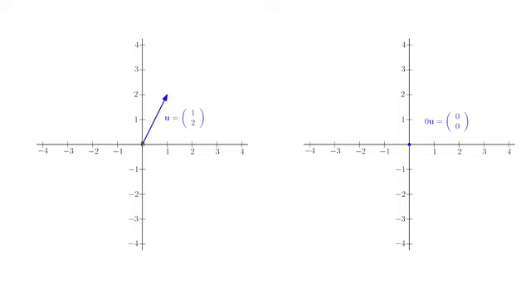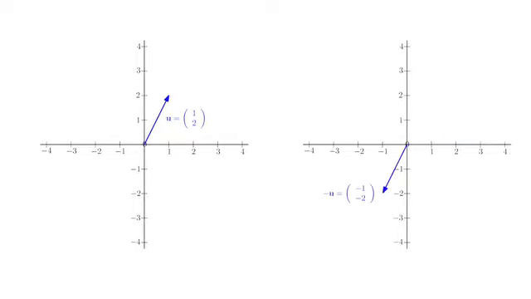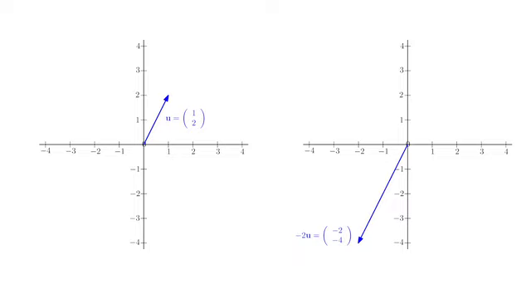So we know what happens if we multiply our vector by a positive scalar, or by 0, but what about for negative scalars? I could have multiplied u by -1, and that's going to be the vector -1, -2. And we can see from the picture that multiplying by -1 has had the effect of giving us the vector that points in the opposite direction. Similarly, if I'd multiplied by -2, I would have got the vector -2, -4. So multiplying by a negative number gives you a vector that points in the opposite direction.